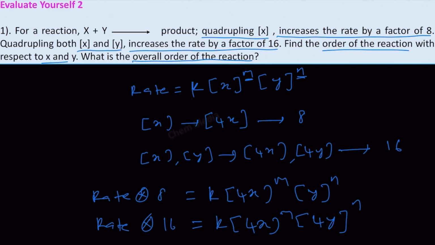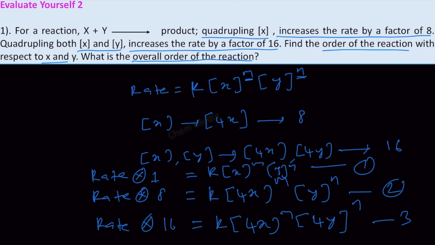Think about what is the third equation. The third equation is what is the rate initially? That is by a factor of 1, isn't it? When nothing is quadrupled, rate equals k times x to the power m, y to the power n. That is one equation. So therefore, now we can solve this, isn't it?